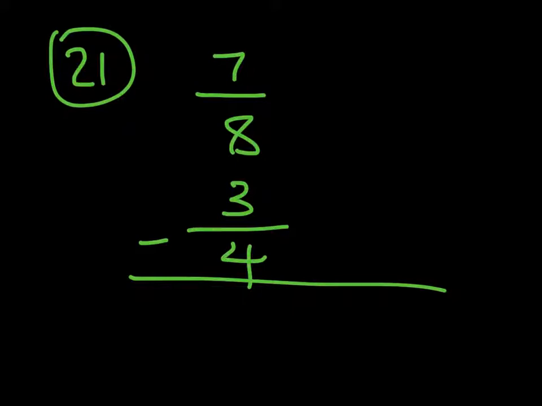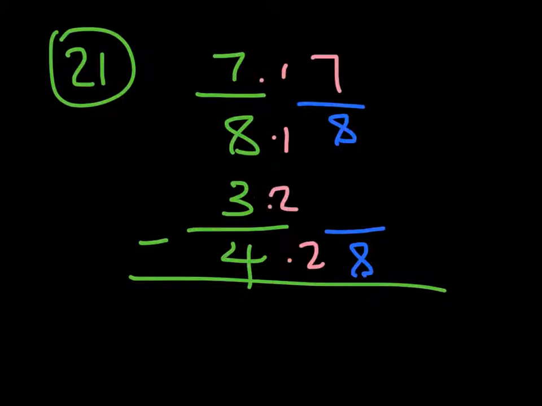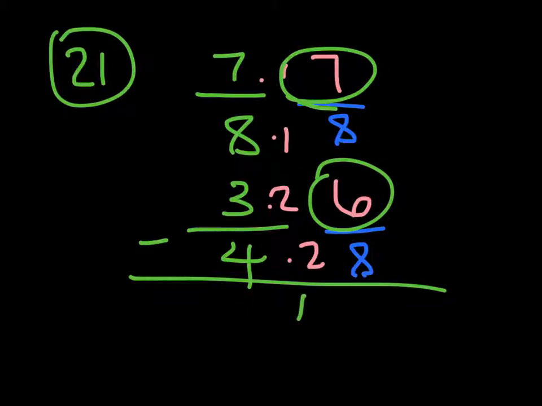Number 21 says, Lizzie is sewing a costume. The top part of the costume requires 7/8 yard of fabric. The bottom of the costume requires 3/4 yards of fabric. How much more fabric is needed for the top of the costume than the bottom? In this problem, you're wanting to subtract. So remember, your first step is to find a common denominator. Then your equivalent fractions. And then you're just going to subtract your numerators. 7 minus 6 gives you 1. Denominator stays the same. So she needs 1/8 yards more on the top than she did the bottom.